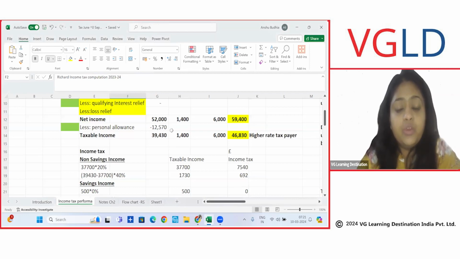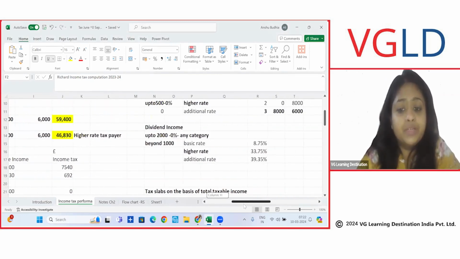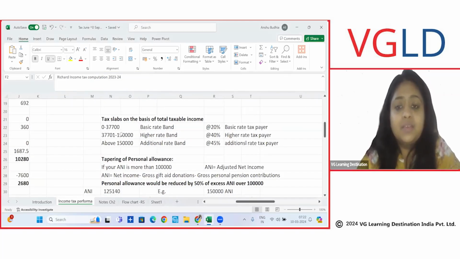Okay. So now when you are at the taxable income, the next thing that you have to do is calculation of your taxes. For that, you will first go to the slab rates. Slab rates are up to 37,700 of the taxable income. The tax rate is 20%. It's a slab rate wise calculation that we do. So up to 37,700 of taxable income, the tax rate is 20%. If this is the maximum rate applicable to the taxpayer, then we say he is a basic rate taxpayer. And this 37,700 limit is called the basic rate band.